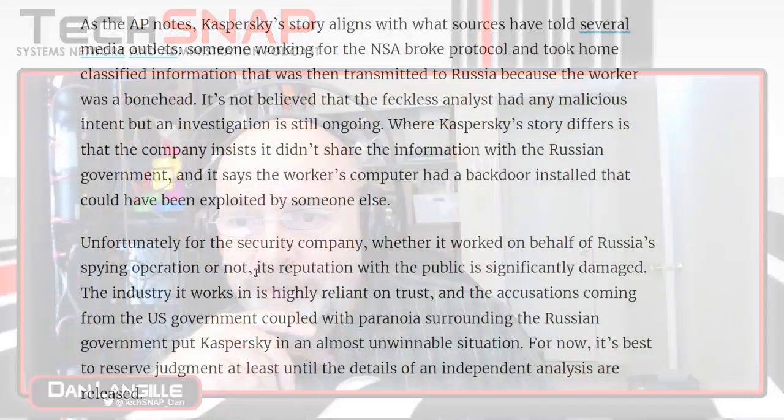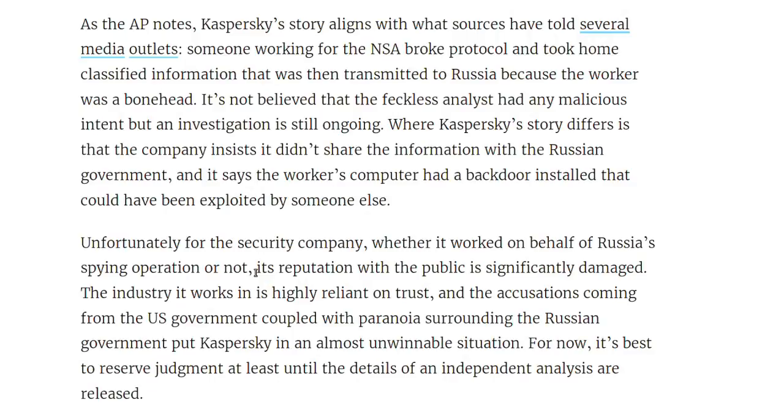Let's read this one last paragraph. It's not the last paragraph, but this last one I'll read. As the AP notes, Kaspersky's story aligns with what several sources have told several media outlets. Someone working for the NSA broke protocol and took home classified information that was then transmitted to Russia because the worker was a bonehead. That's a direct quote. And yes, this would never have happened, I'm sure, if he hadn't taken this stuff home. It's not believed that the feckless analyst had any malicious intent, but an investigation is still ongoing. Where Kaspersky's story differs is that the company insists it didn't share the information with the Russian government, and it says that the worker's computer had a backdoor installed that could have been exploited by someone else.